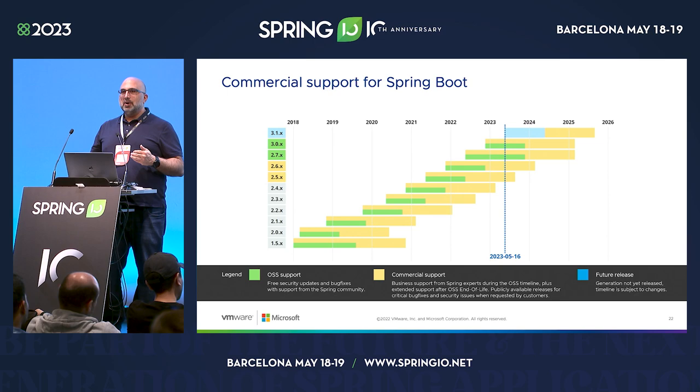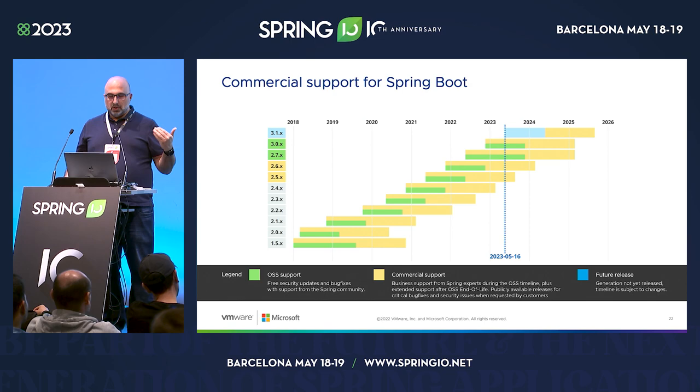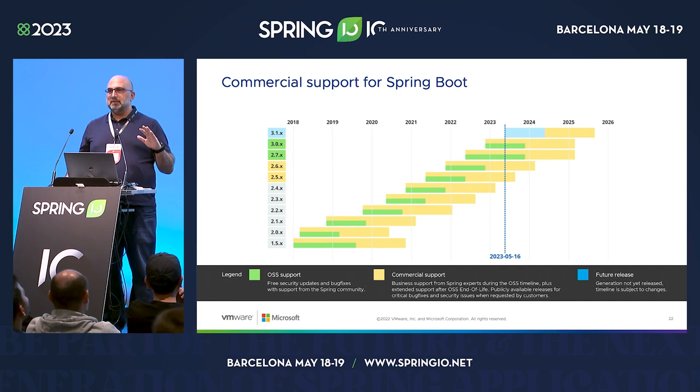So instead, for commercial customers using Azure Spring Apps, anything that is in yellow, which is the extended support, you are supported for your Spring application. All of the parts of Spring, all projects. Does this make sense? So if you're an enterprise, just run there and you're covered.